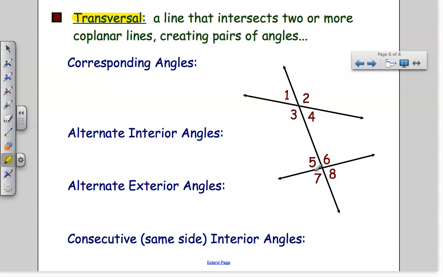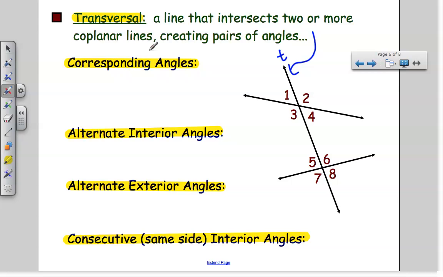This here is my transversal, so I'll draw a little arrow here. My transversal is this line here, we'll call it T, because it crosses 1, 2 lines. And I just put angle numbers here to identify what angles I'm talking about. We're going to have 4 types of angles that we're looking at. We're going to have corresponding angles, alternate interior angles, alternate exterior angles, and consecutive interior angles, also called same side interior angles. And these are all pairs of angles. It's all angles that fit this description.